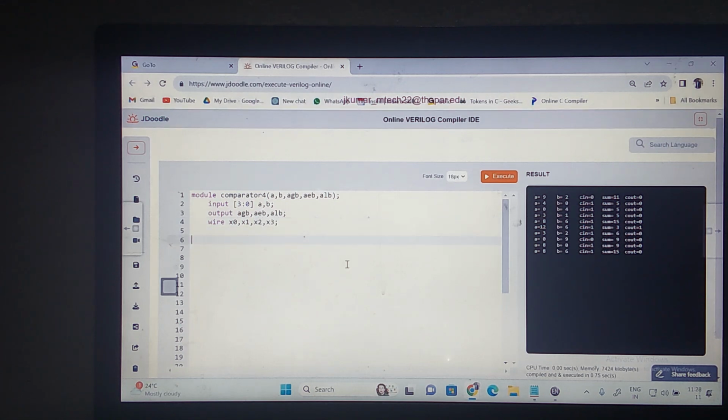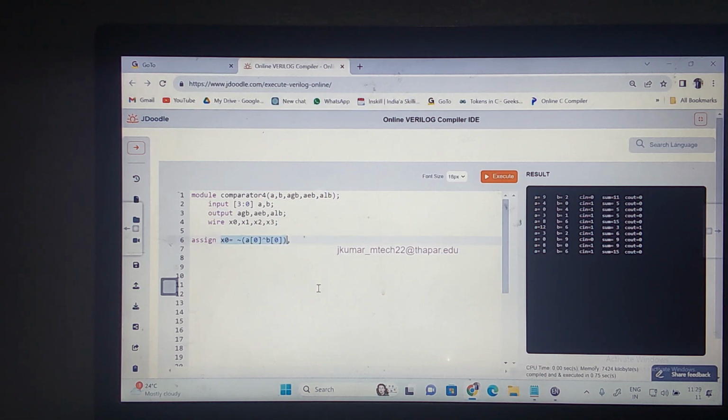Now what is the line I should write? Assign. First we will generate X0. X0 is equal to A of 0 XOR B of 0, and for this I take the complement. So X0 is A0 XOR B0, which is nothing but the XNOR operation.